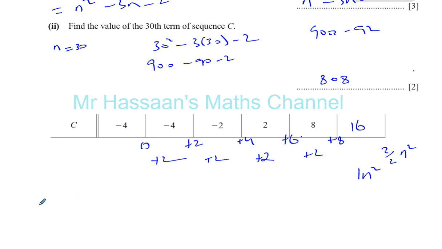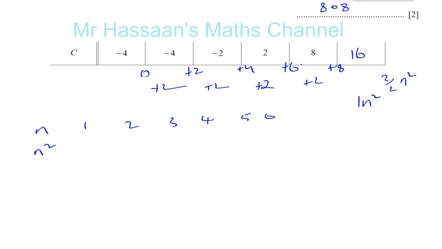So I'm going to write down n and n squared. n is first term, second term, third term, fourth term, fifth term, and sixth term: 1, 2, 3, 4, 5, 6. Now I'm going to write down what n squared is: 1 squared is 1, 2 squared is 4, 3 squared 9, 4 squared 16, 5 squared 25, and 6 squared 36.